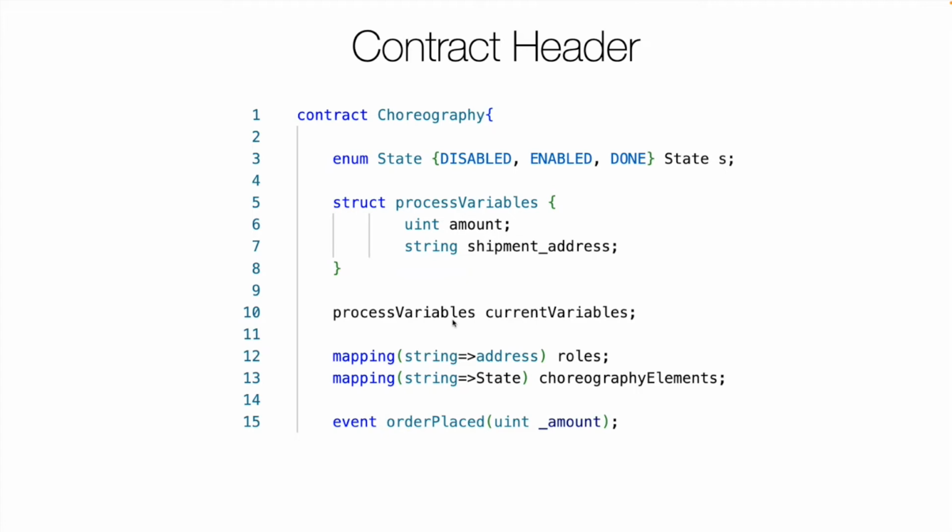Here, for example, we have the amount that the user might request, and the shipment address of the user. And then we do the mapping of string to address. Here each role of the participant is mapped to their own public address. And finally, we also map the choreography elements to their state. And we have an event, order placed, that later the front end will listen to when it happens.